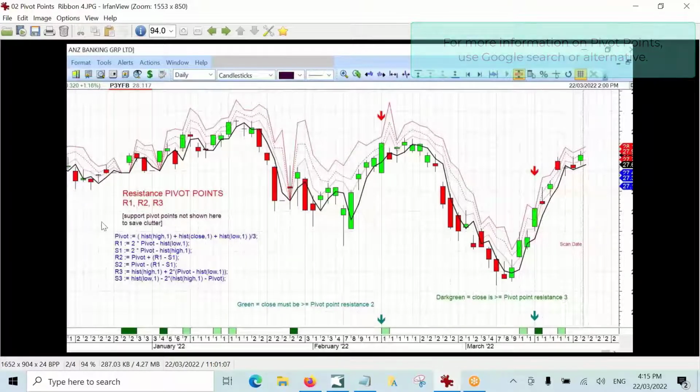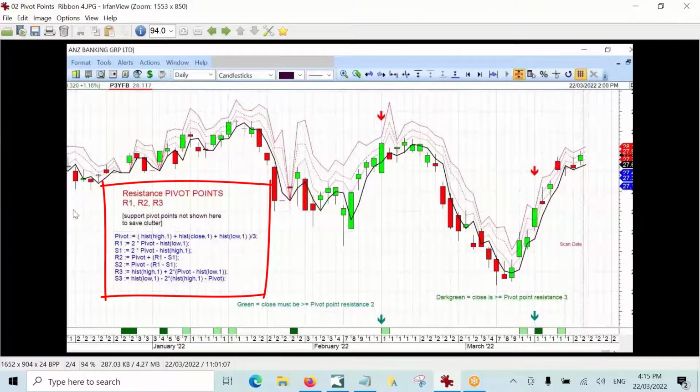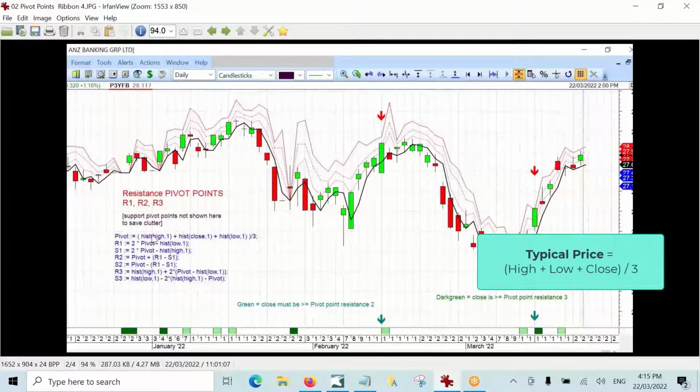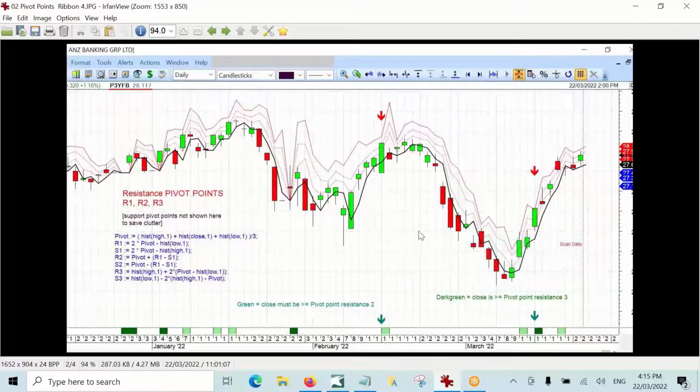That's the formula there. Don't worry too much about that. The pivot point itself, which is the black line here, is actually the same as yesterday's typical price. It's yesterday's high, close, and low divided by 3. And these are the calculations for the resistance above and support below. I've excluded the support lines below just to save on the clutter.